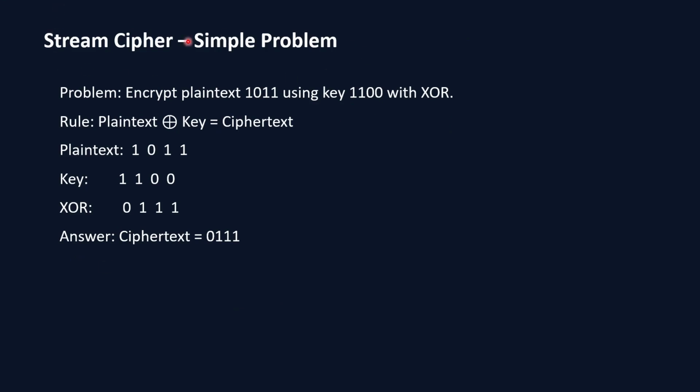The first problem on stream ciphers: encrypt plain text 1011 using the key 1100 with the XOR operation. The plain text is 1011 and the key is 1100. When taking the XOR operation, the same digits give 0 and different digits give 1. So 1 XOR 1 is 0, 0 XOR 1 is 1, 1 XOR 0 is 1, and 1 XOR 0 is 1. So the ciphertext is 0111.